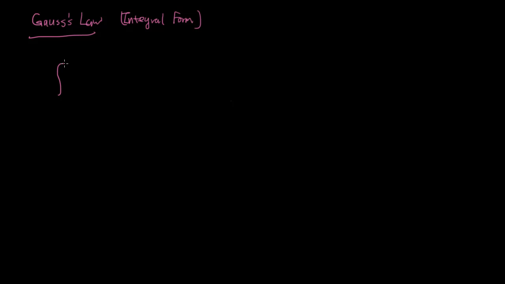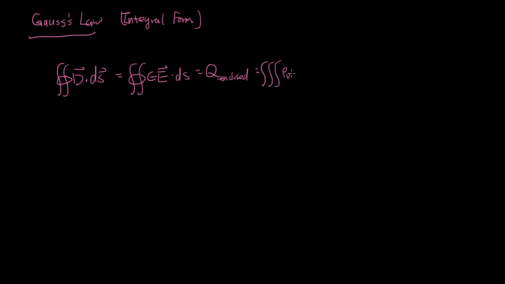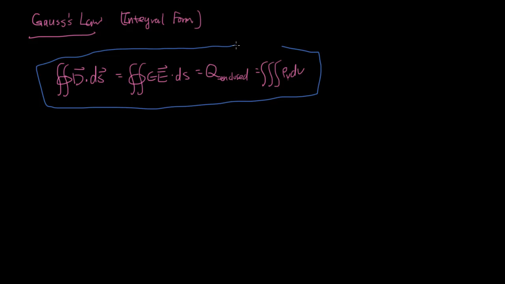So the fancy math version is that the closed integral of D dot dS, which is from our definition of electric flux density that we talked about before, is equal to epsilon E dot dS, is going to be equal to the Q enclosed. Or if you're describing the charge as a volume charge density, it's going to be equal to the integral of rho v dv. So this is ultimately Gauss's law in integral form.